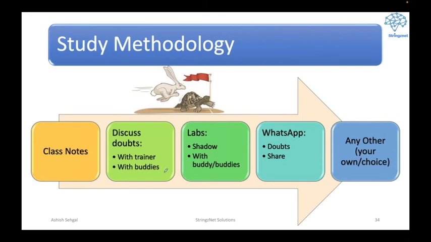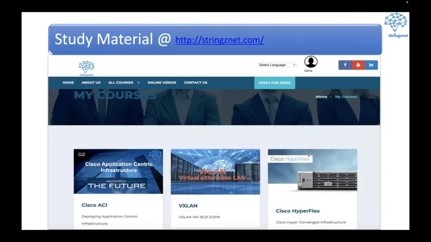Lab: there is a way you should do the lab, that is called shadow with your buddies. I will request you to establish your buddy relationship, pretty important. It's been seen that those who establish a buddy relationship are the first ones. Yes, WhatsApp will be there, live 24/7. You can put your queries, doubts, concerns, as we are all doing in WhatsApp. Any other methodology, if you wish to, you can discuss with your trainer.